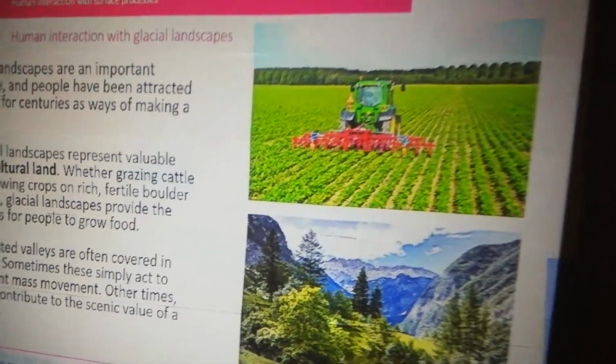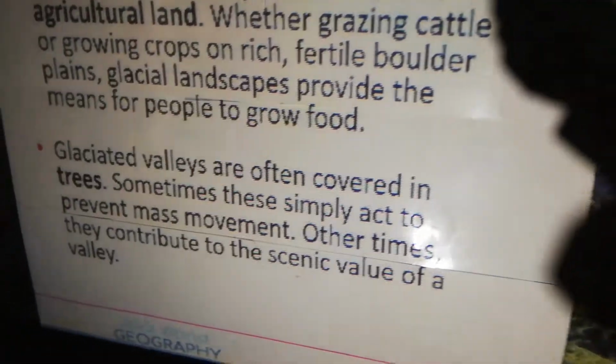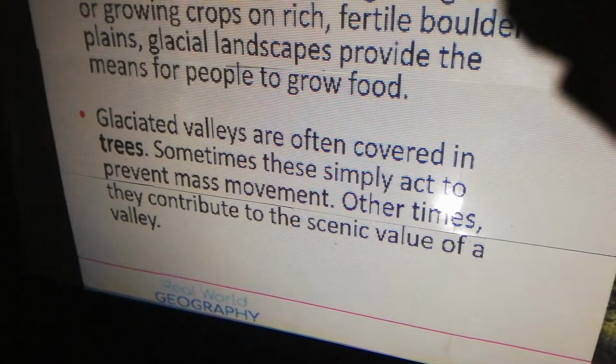Now, glaciated valleys. If you look at this, there's a valley here. There would have been a glacier moving across that maybe 100,000 years ago. And the weight of that glacier simply took out this whole area here and created a V shaped valley. So that's another feature, glaciated valleys, a valley that's been formed or eroded by a glacier. So glaciated valleys are often covered in trees.